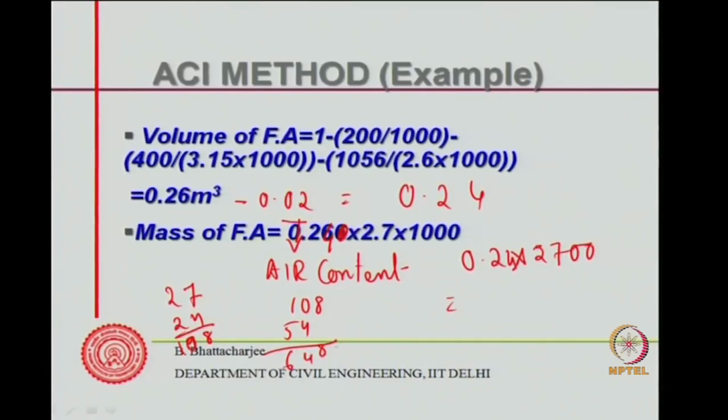So, how much is 27 into 24? It is 648. So, I get fine aggregate content will be 648. Fine aggregate content will be 648, not 700, but it will be 648 kg per meter cube.